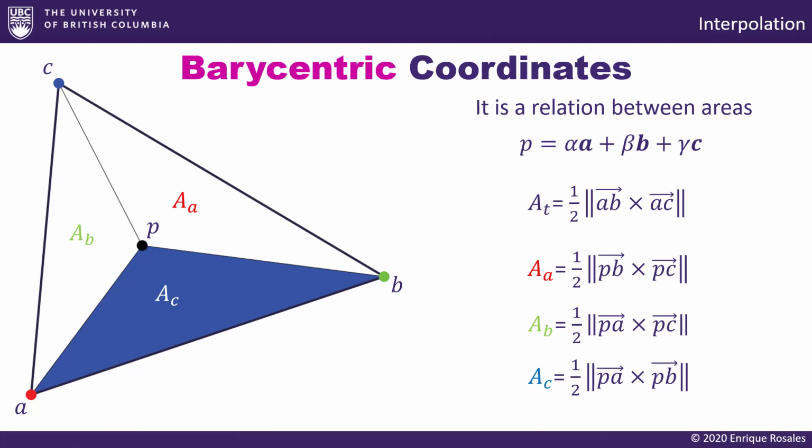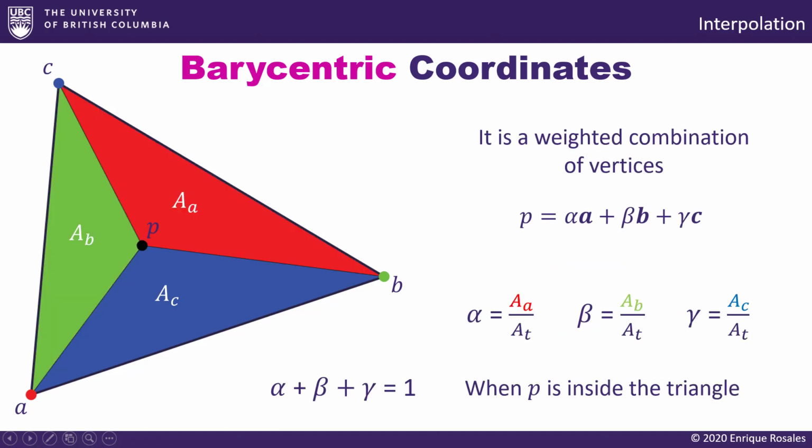So now that we have these areas, right, the way we compute the actual weights is by just taking a ratio between those areas, right? So the ratio, or the weight alpha, is going to be the area AA over AT, right? So this area over the entire area. And the same for each weight. So one of the beauties of the barycentric coordinates is that these ratios need to always sum to 1 when the point P is inside the triangle.